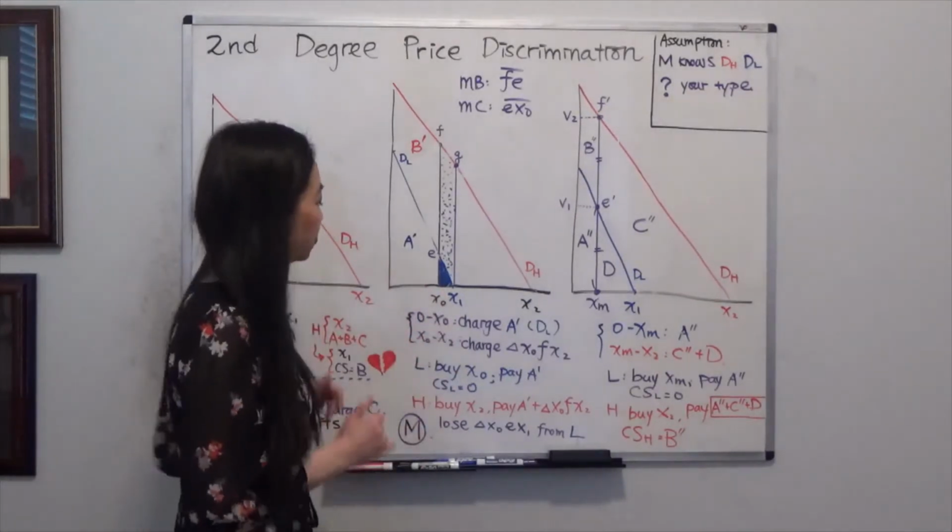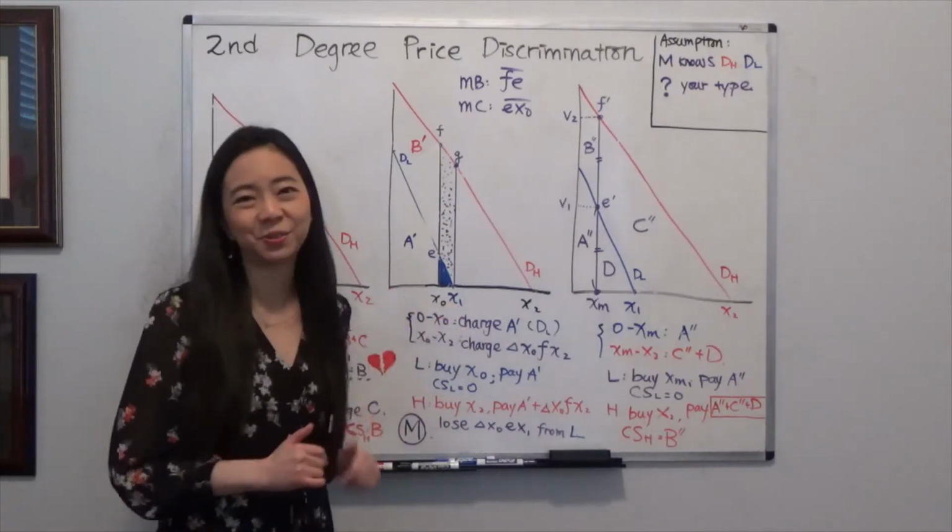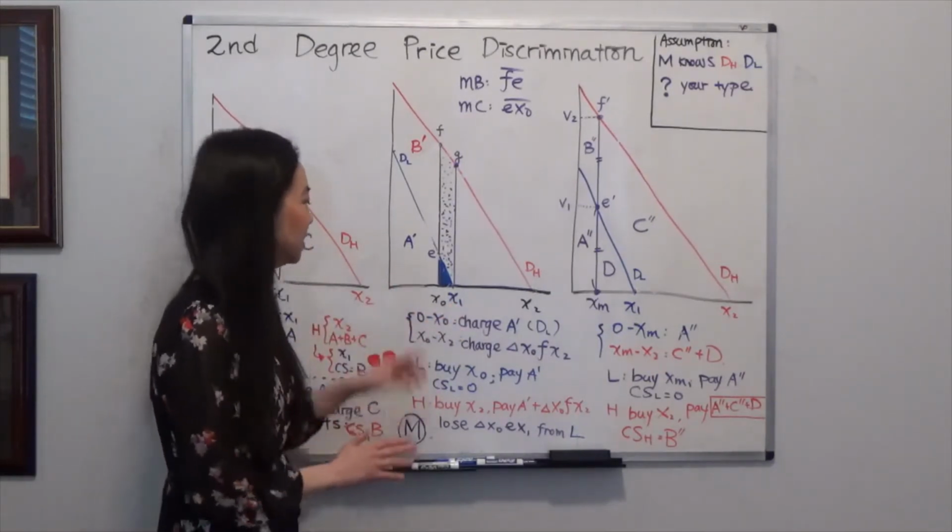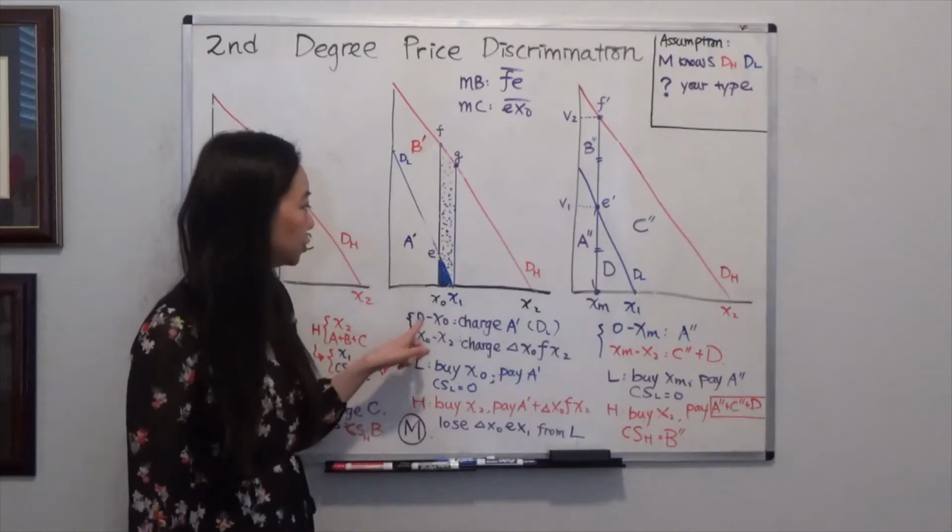So now we're going to reduce X1 to X0. So the new pricing is this. For the low type, we're going to charge A prime.